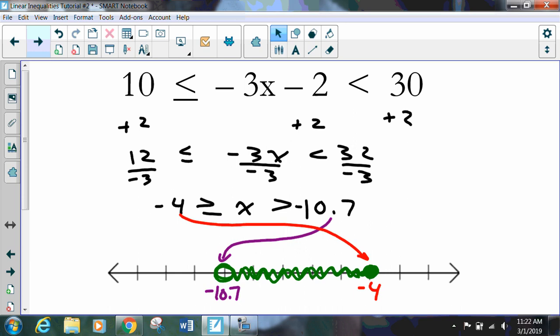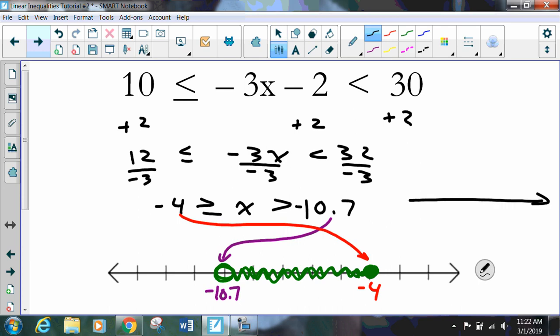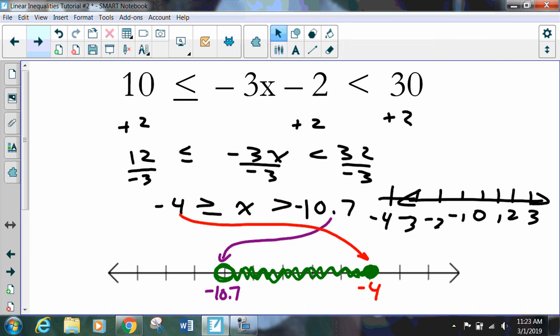And if you don't believe me, just think about any number line, okay? And it's really easy when numbers are positive to see who's bigger and who's smaller. But think about when they're negative. See how negative numbers work? Negative 10.7 is definitely less than negative 4. All right.